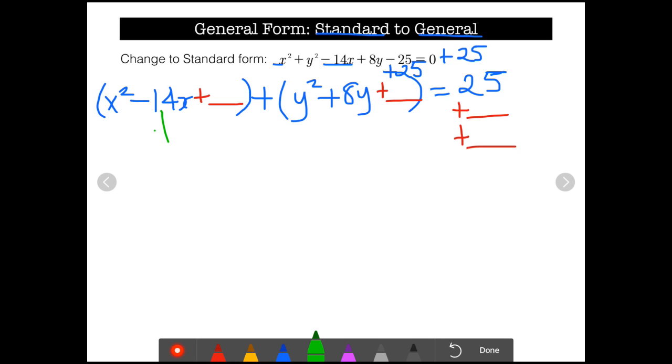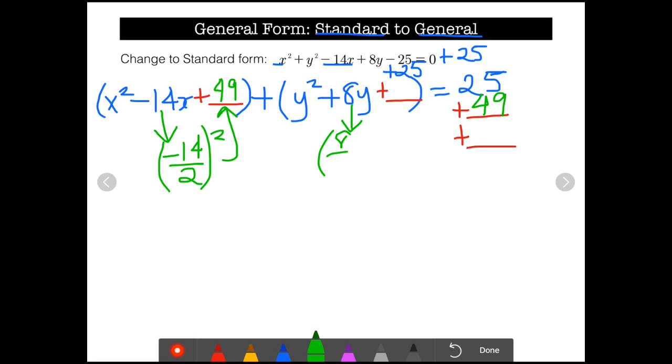So we take this middle term from both sides, and that's going to be negative 14. And what you do to it, you divide it by 2, and then you square it, and that's the number that goes in there. So in this case, it's going to be (-7)², so 49, and we add it to the other side as well, 49. And for the y, we're going to have (8/2)², and put that right in there. So 8 over 2, that's 4.